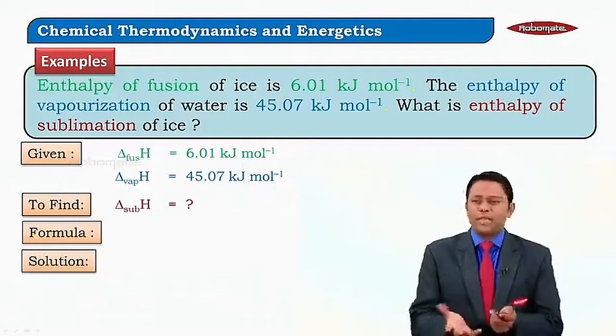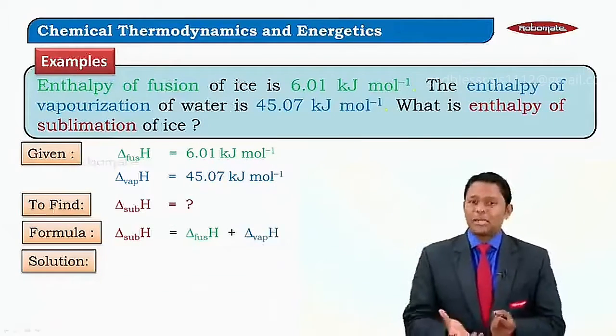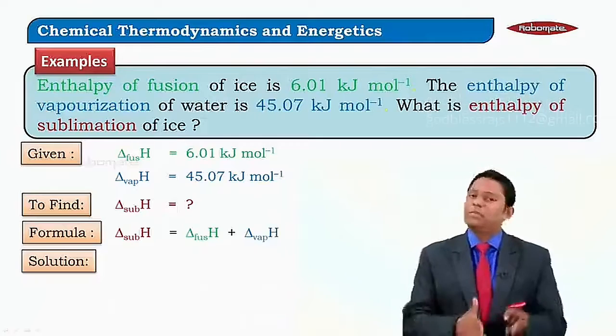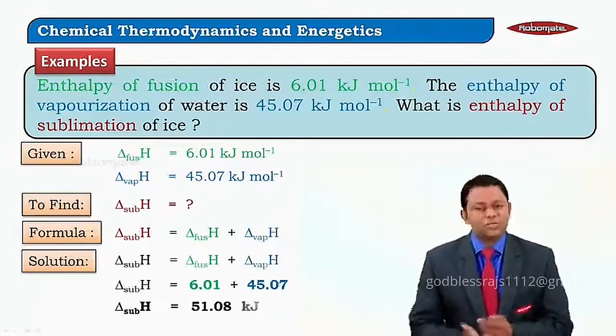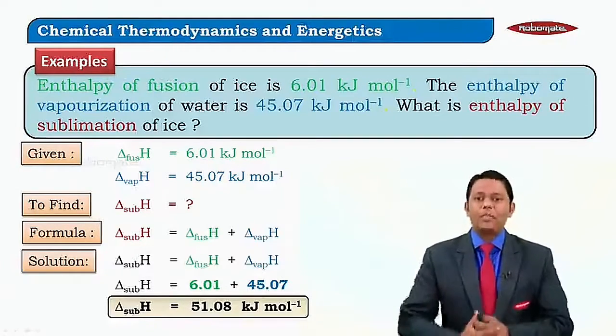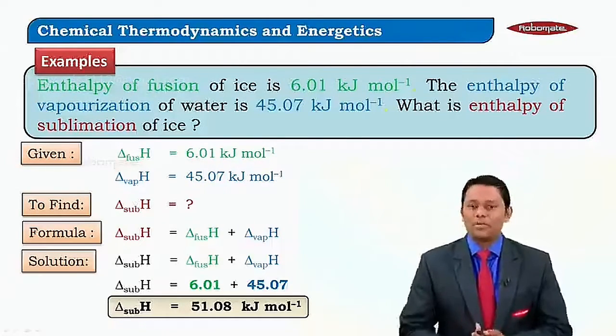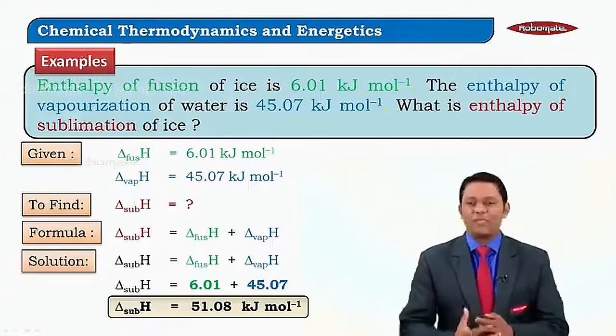And the formula is very simple. Sublimation is nothing but the process involving fusion plus vaporization. Both the values are given. Simply substitute the values, and we'll get the final answer as 51.08 kilojoule per mole. This is how a simple sum is based on that particular concept.